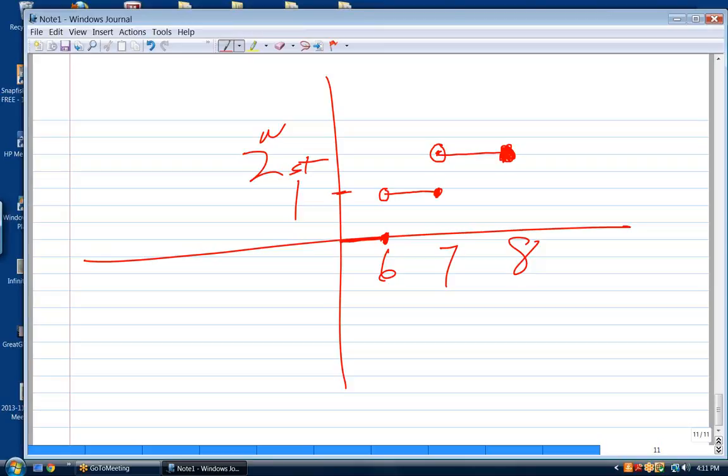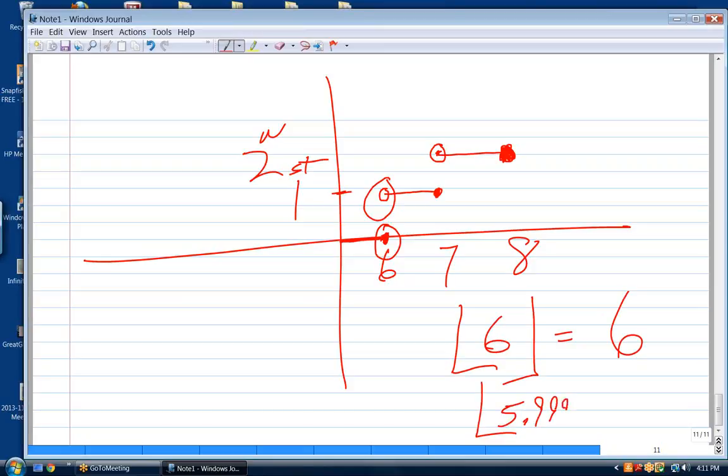Okay. And notice that this is open loop there, closed loop there. In other words, the greatest integer function of 6 is 6. Greatest integer function of 5.999 is 5.